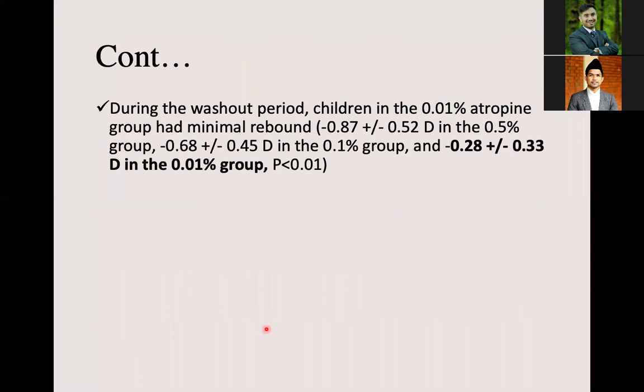During the washout period, the children in the 0.01% atropine group had minimal rebound. And this is another important result found in this study: it has minimal rebound compared to the others.